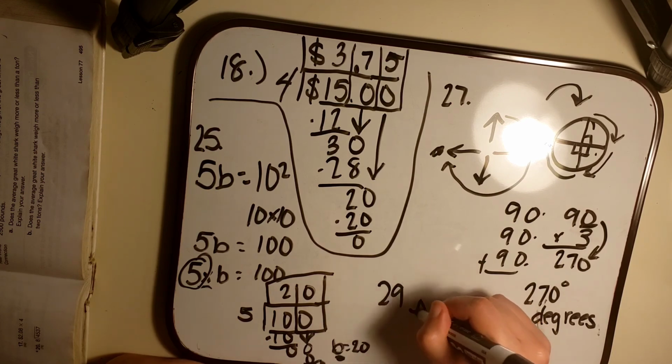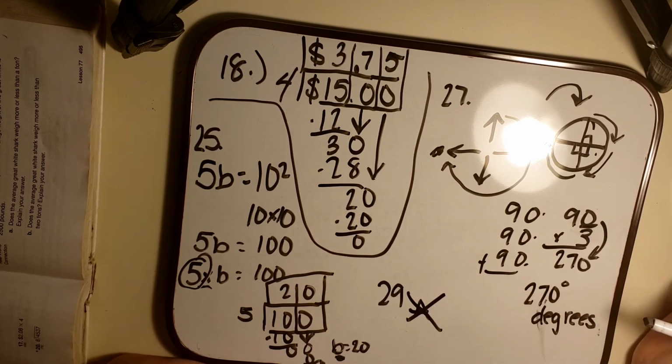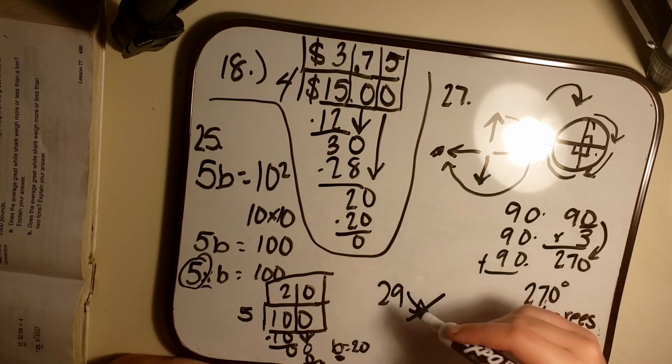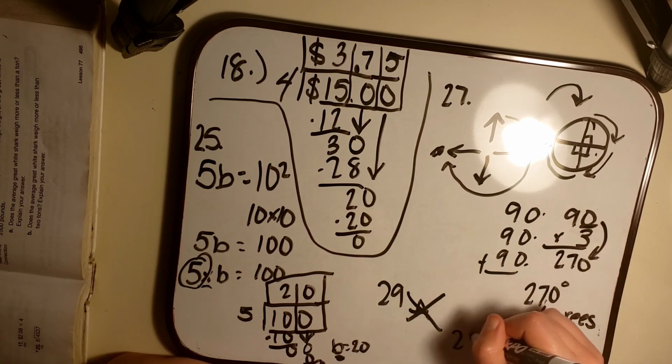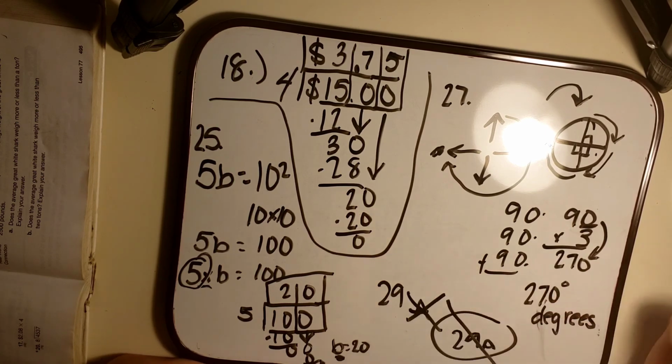On number 29, you don't have to do A because it just says write a rule that describes the relationship. You don't have to write the rule. There is no 29A on your worksheet. So don't do 29A. But you do have to do B.